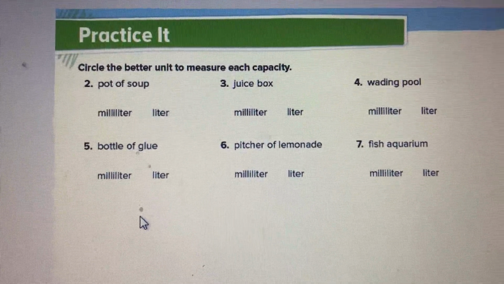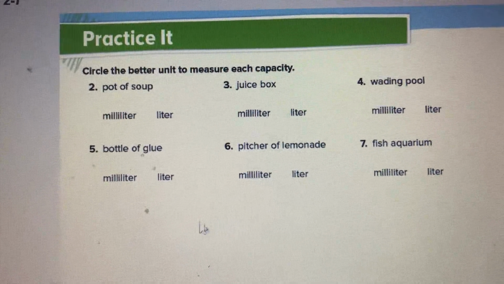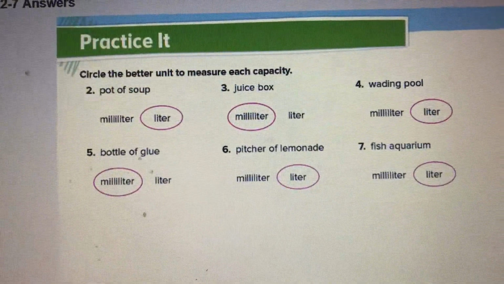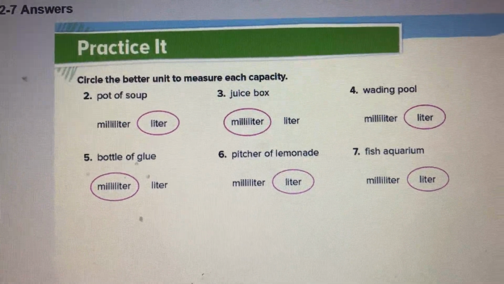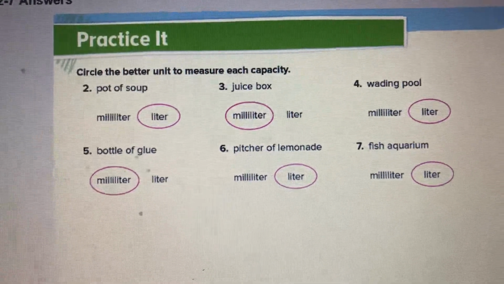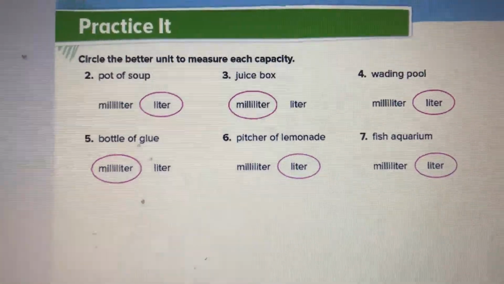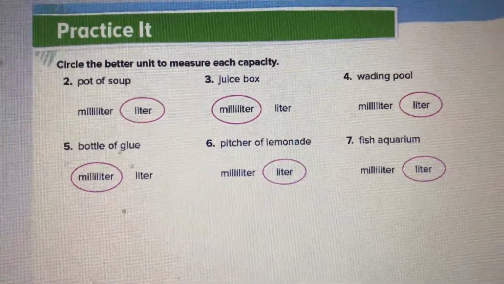A bottle of glue, a pitcher of lemonade, and a fish aquarium. Go ahead and do your best guesses on those, and let's see how close you are. Okay, liter, pot of soup, has a lot of soup. Juice box, small. Wading pool, a lot of water. Bottle of glue, small bottle, right? Pitcher of lemonade, I'd probably go with a liter on that one too. And a fish aquarium, bigger than Debbie's.